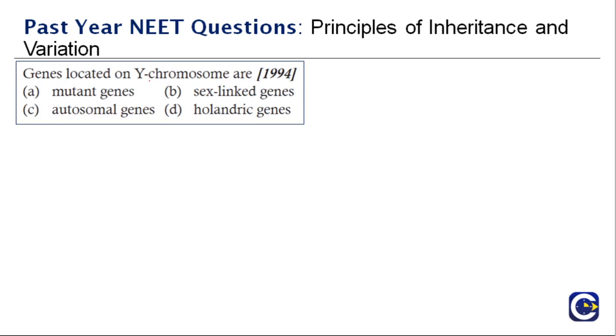Genes located on Y chromosomes. This is a direct question and a very easy question. So what are genes located on Y chromosomes? Are they mutant genes? Are they sex-linked genes? Are they autosomal genes, or are they Hollandric genes?